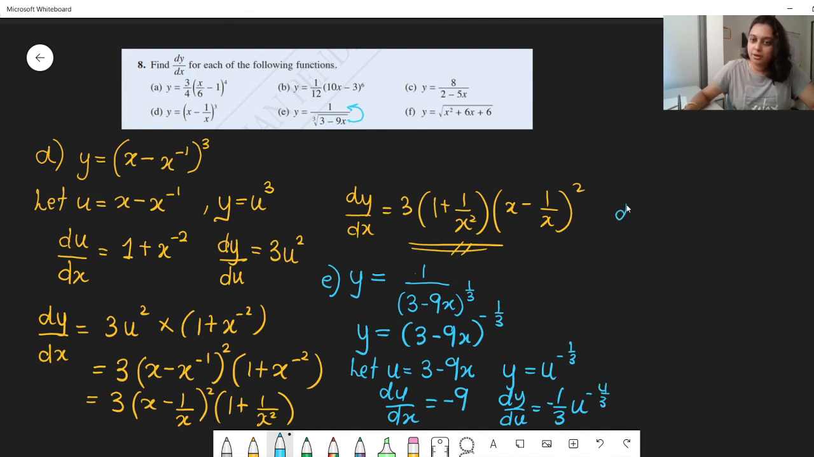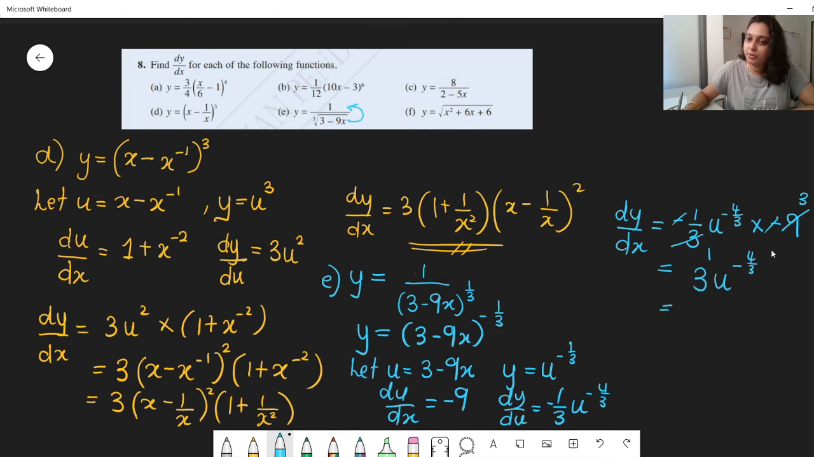Now substitute all into the dy dx formula. When you substitute, just be careful here. First we write the dy du, so I'm going to write negative 1 over 3 u negative 4 over 3, times negative 9. In this case, you multiply the number and number first. So negative becomes positive, and here becomes 3. So we will get 3 u negative 4 over 3, right?